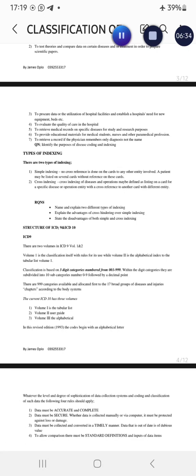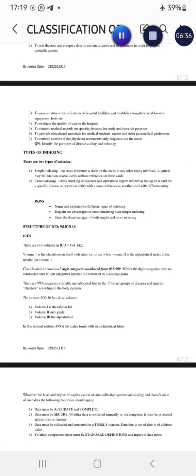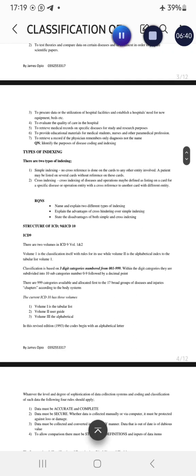So number one, simple indexing. In simple indexing, there is no need for cross reference on the cards because there are no other entities involved, and we believe that the patient does not have any information anywhere.